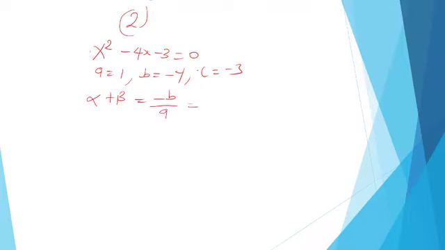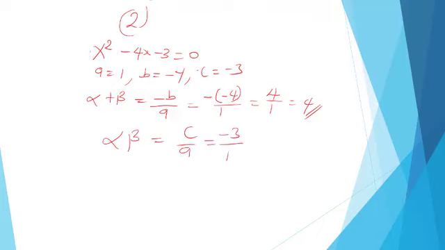Now sum of roots is equal to minus b all over a, which is the same thing as minus in bracket minus 4 all over a, which is 1. Minus times minus is plus, so we have 4 over 1, which is equal to 4. And product of roots alpha beta is equal to c over a. Our c here is minus 3 and our a is 1, and minus 3 over 1 is minus 3. So we've gotten the sum and product of such an equation.